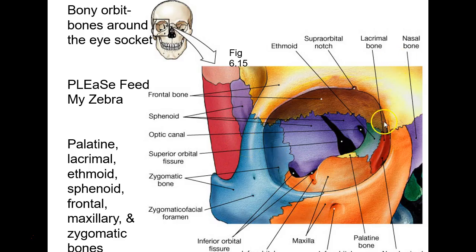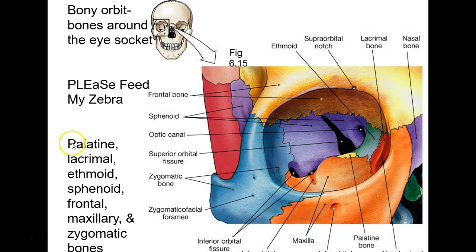I could also go, name 9 bones of the orbit. What's the orbit? That area right there, right? The bones around the eye socket. So it's 7 of them. And there's a little saying, you got to spell please wrong. P-L-E-S. Please feed my zebra. Stupid little saying, but it helps.